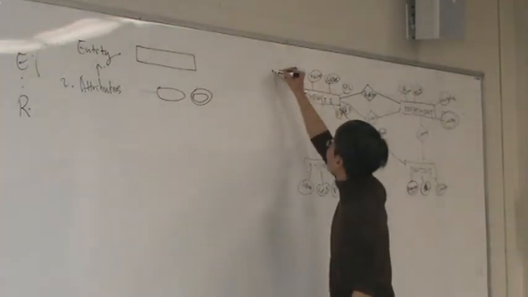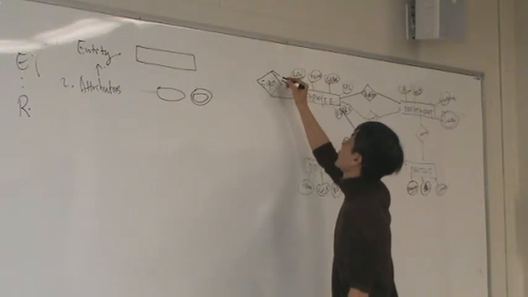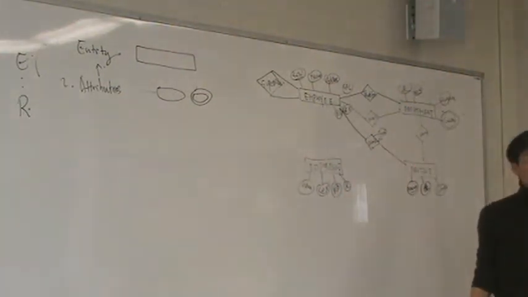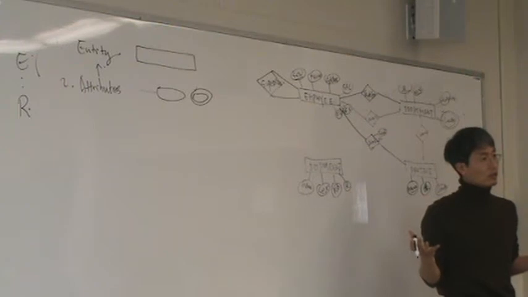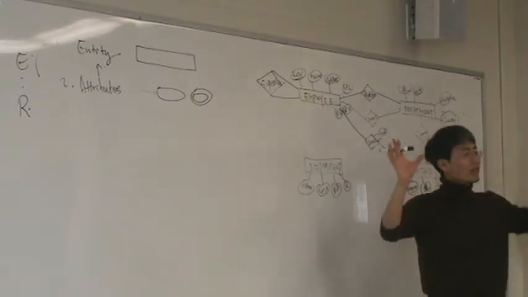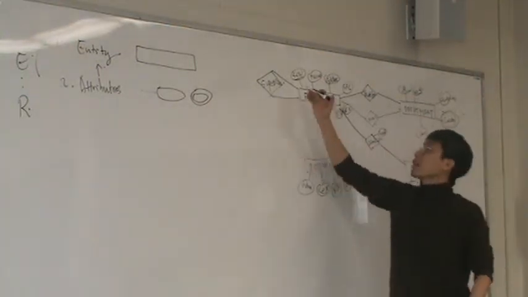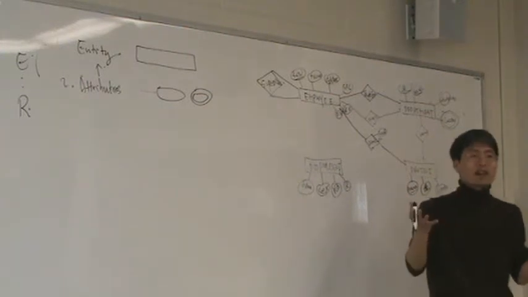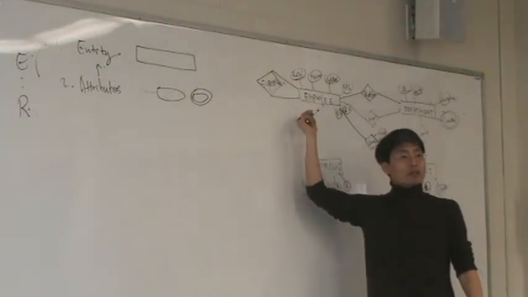Also, employee supervise employee. At this time, employee supervise employee. How many entities? One entity, but actually employee supervise employee. They have the relationship. Actually, one entity has a relationship with itself. This is called recursive relationship.